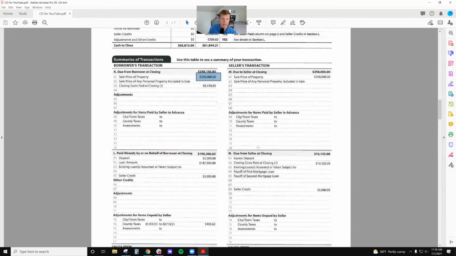If it's $25,000, then that means that I can only depreciate $225,000 plus my closing costs. I can't depreciate the full $250,000. So I've always got to strip the land value out. So that's the first mistake that we see.